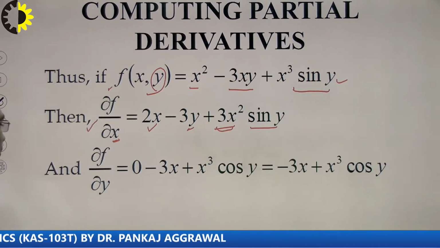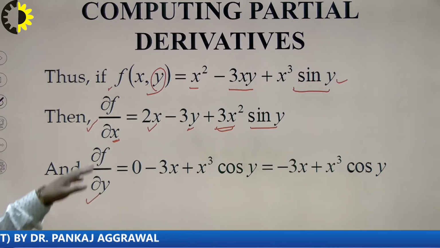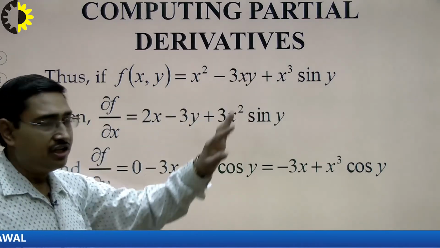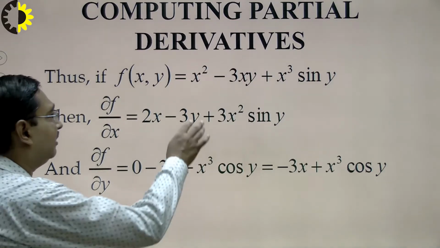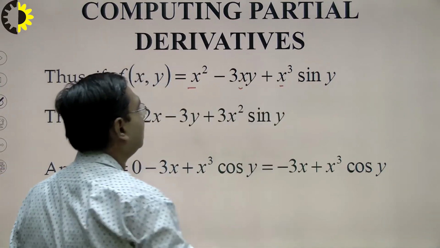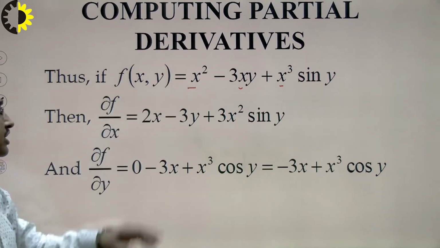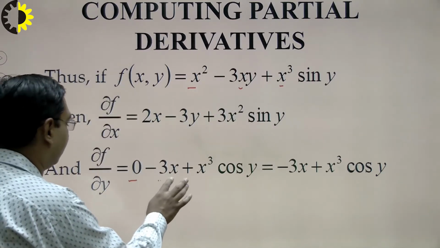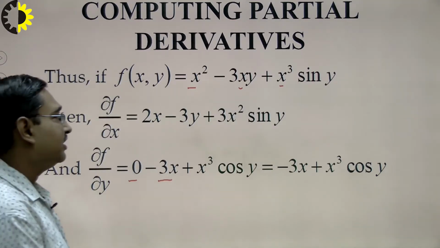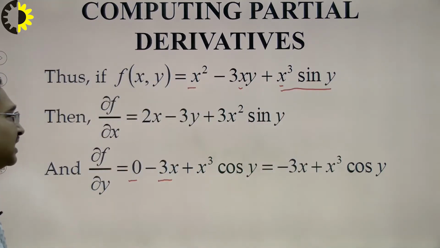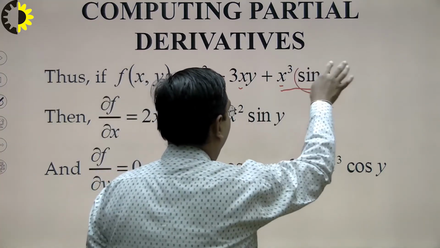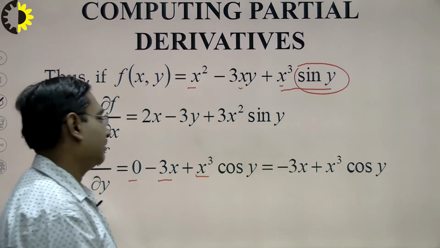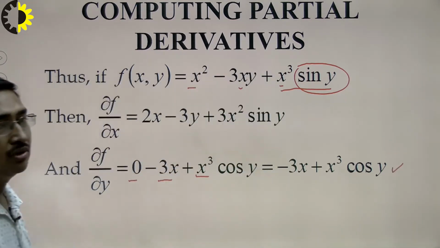If I want to calculate del f upon del y, then this f will be differentiated with respect to y. When I differentiate this f with respect to y, then x will be treated as constant, and therefore differentiation of x square will be 0. Differentiation of minus 3xy will be minus 3x. Differentiation of this term with respect to y will be cos y, because x cube is constant, so taken outside, and in this manner del f upon del y becomes minus 3x plus x cube cos y.